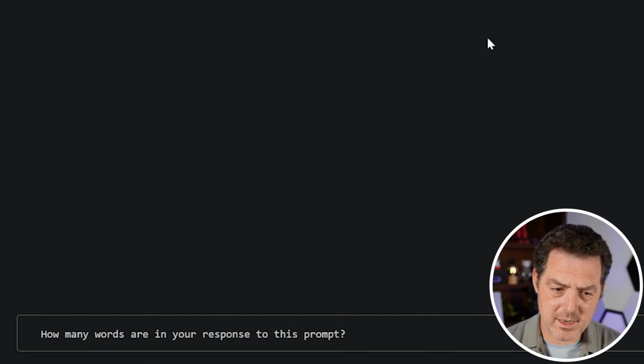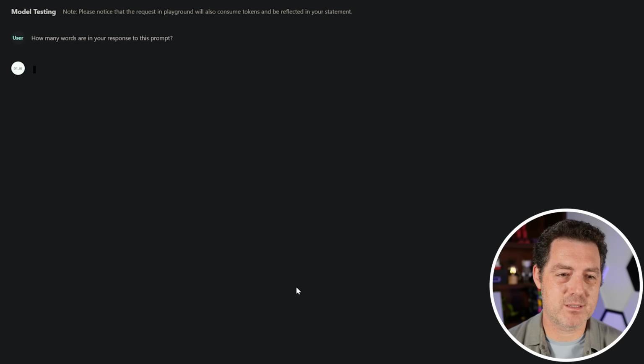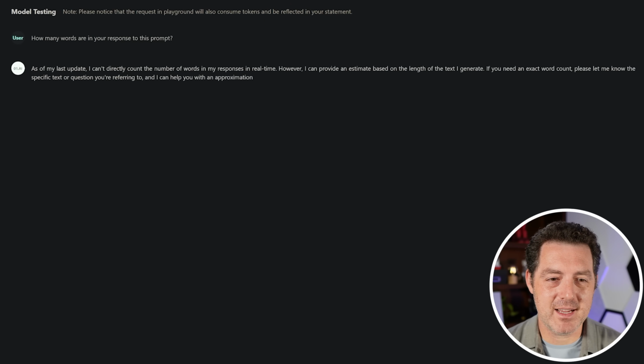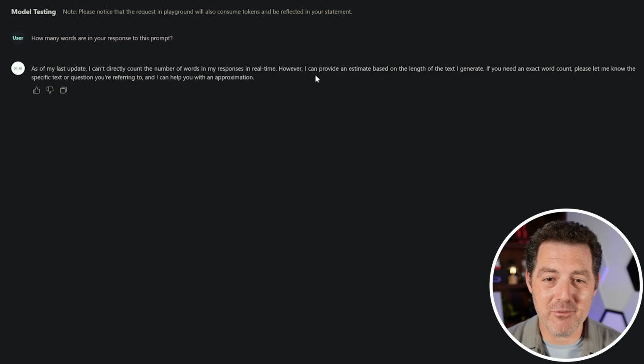All right, next, one that basically no model really gets right. How many words are in your response to this prompt? "As of my last update, I can't directly count the number of words in my responses in real time." Interesting, this is the first time where it actually addressed its core functionality problem. "However, I can provide an estimate based on the length of the text I generate. If you need an exact word count, please let me know the specific text or question and I can help."